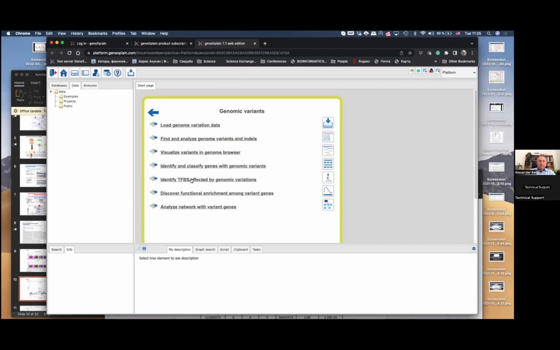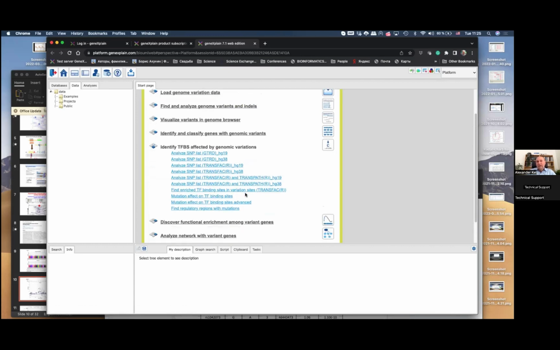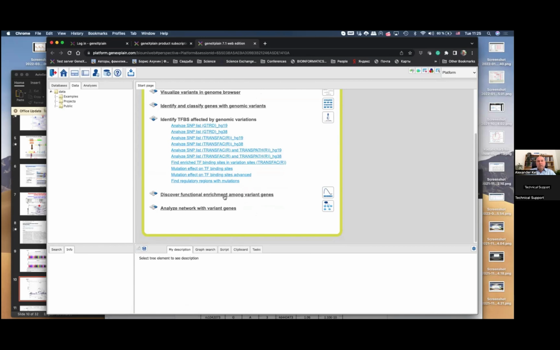What we will talk about today is how to identify transcription factor binding sites affected by this genomic variation. There are a number of pipelines which can be used. You also have here other tools which can help once you have found those SNPs and the genes or transcription factors associated with them. You can further analyze their function and their relation to diseases.